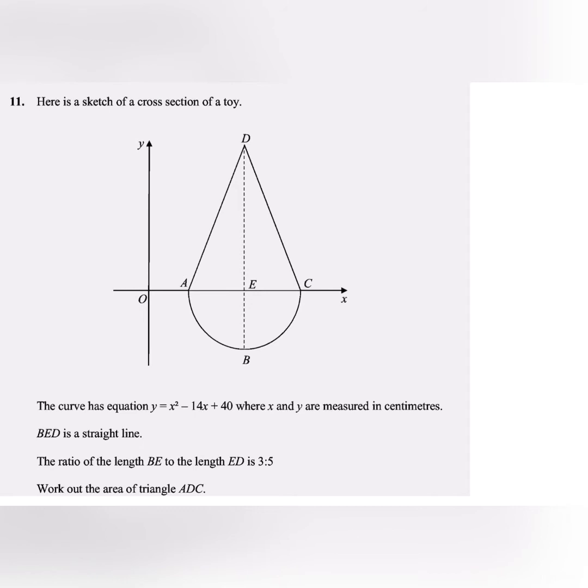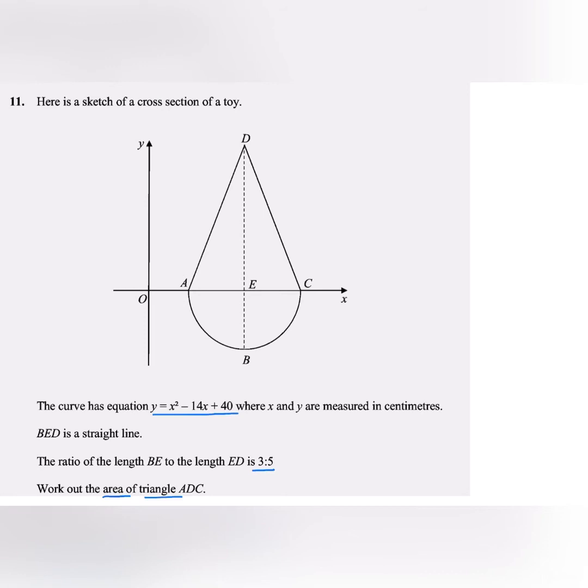And the question says, here is a sketch of a cross section of a toy, and the curve has equation y equals x squared minus 14x plus 40, where x and y are measured in centimeters. BED is a straight line. The ratio of the length BE to length ED is 3 to 5, and work out the area of this triangle. So please feel free to pause this video, have a go at the question, and then come back and check your answer.